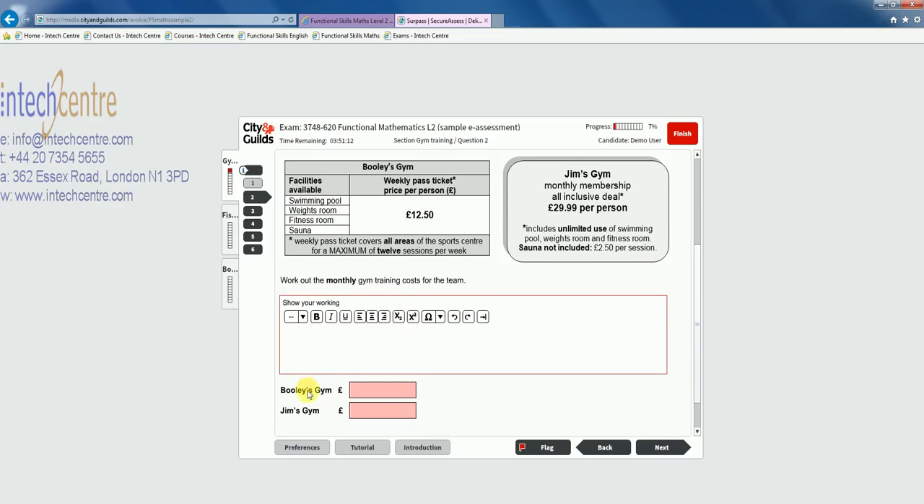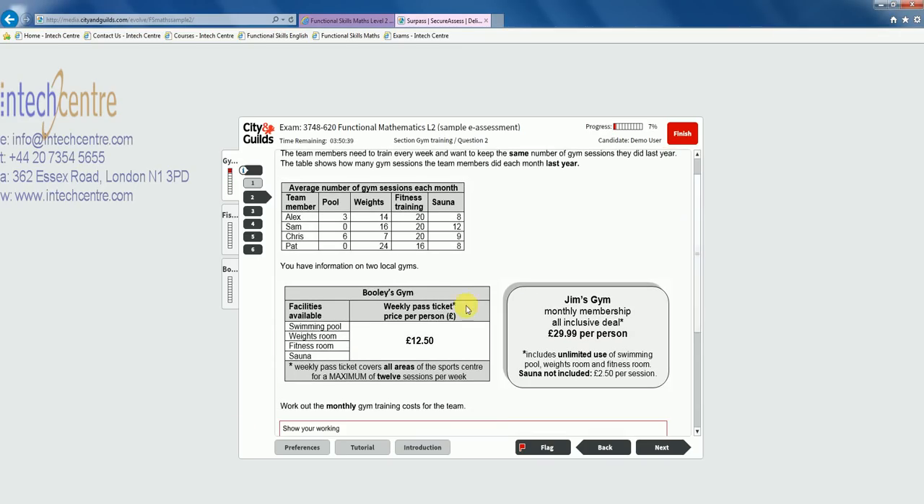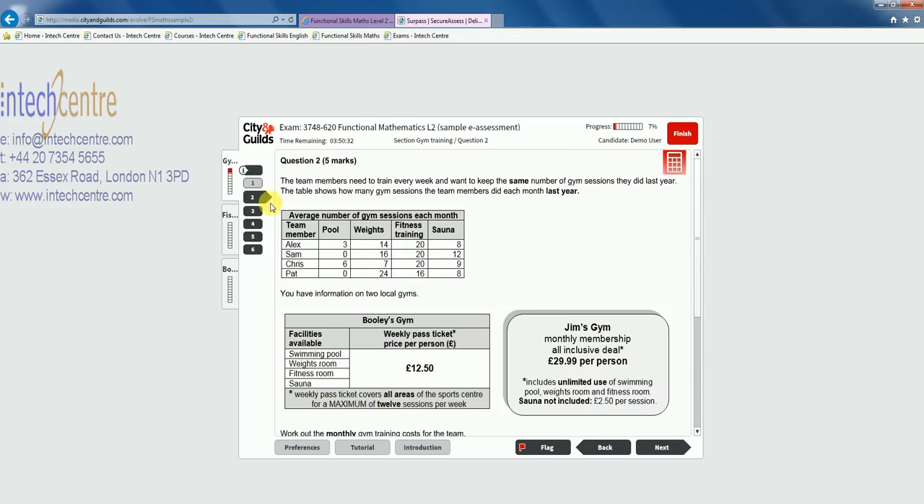Okay, so we have Booley's Gym and Jim's Gym. We will firstly work out Booley's Gym. It's a weekly pass ticket that covers all areas of the sports centre for a maximum of 12 sessions per week. The team members need to train every week and want to keep the same number of gym sessions. So we need to make sure that there are 12 sessions per week, while this table is per month. Make sure you're very careful about the criteria of each of the tables, of each of the tasks. So this is 12 sessions per week, and this is per month.